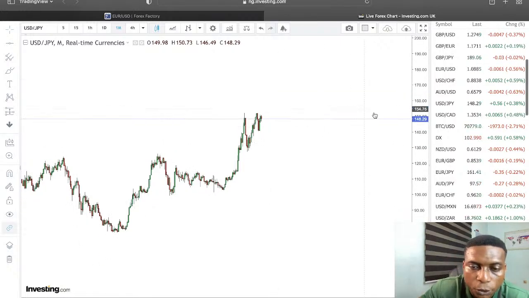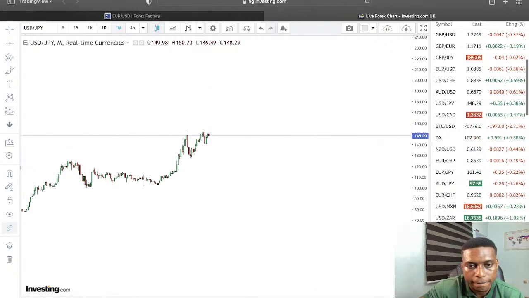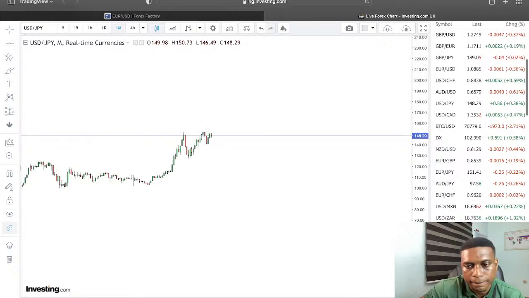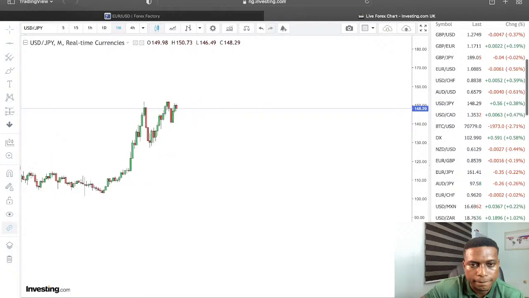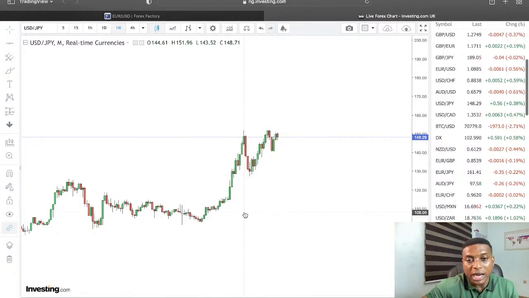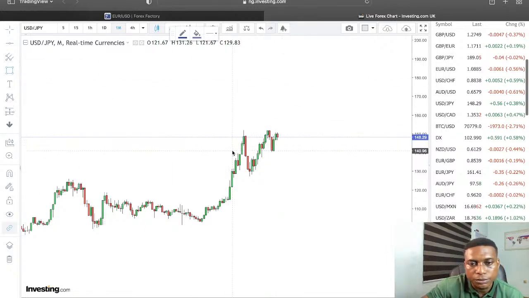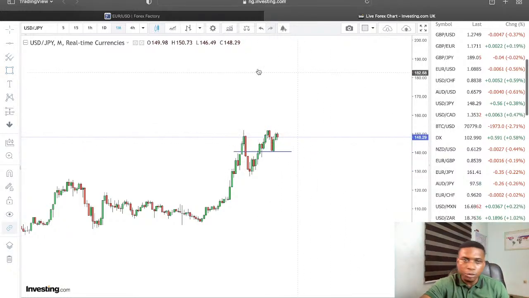So when we look at this from the monthly time frame, we will see that the momentum has been on the buy side. So we are having more buy momentum. And even on our monthly time frame, we can see how the bullish momentum has been very active, right from this level. So right from that level, we can see price pushing up.